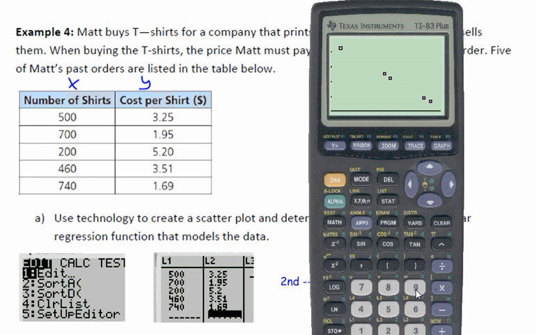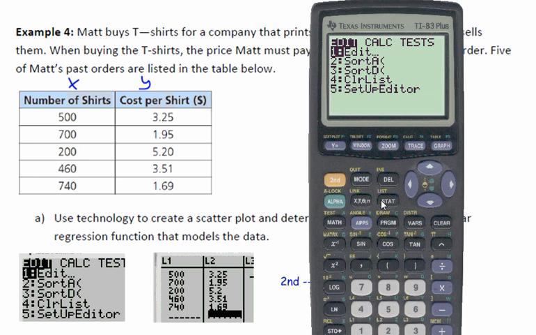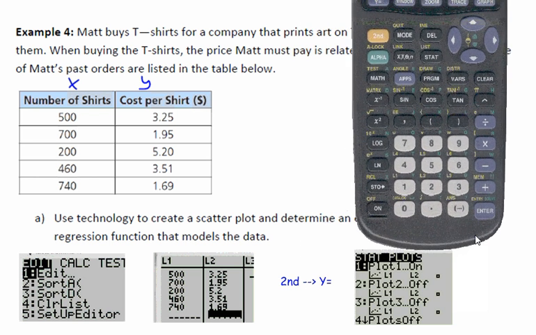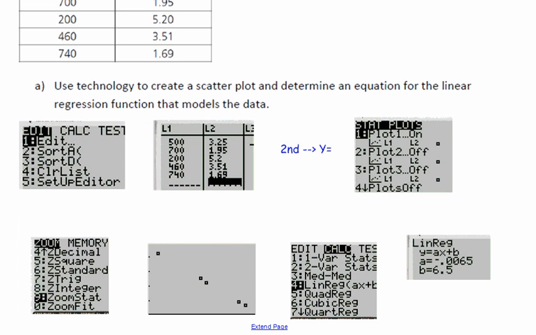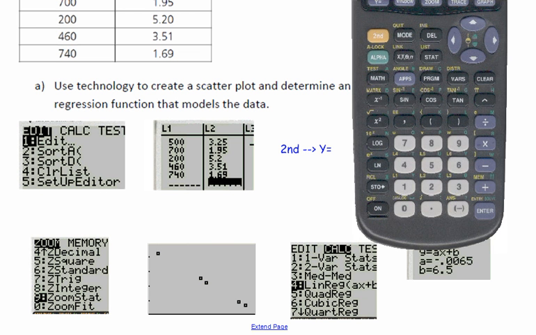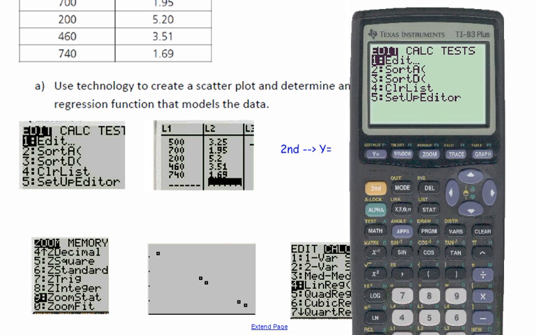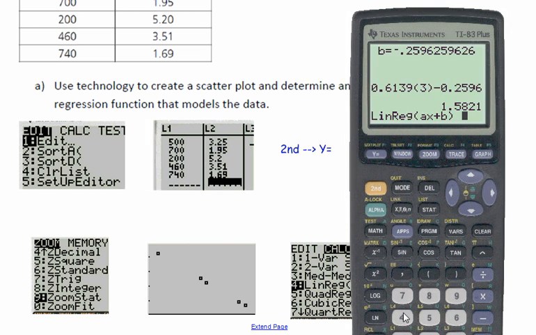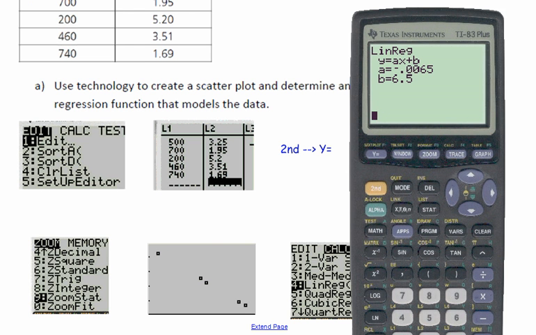Stat. Okay. Then calc number 4. Boom. So over to calc, number 4, then enter. There is a way to get this on your graph, and I'm gonna show you that later. Okay, so there's our equation. Is that what you got?